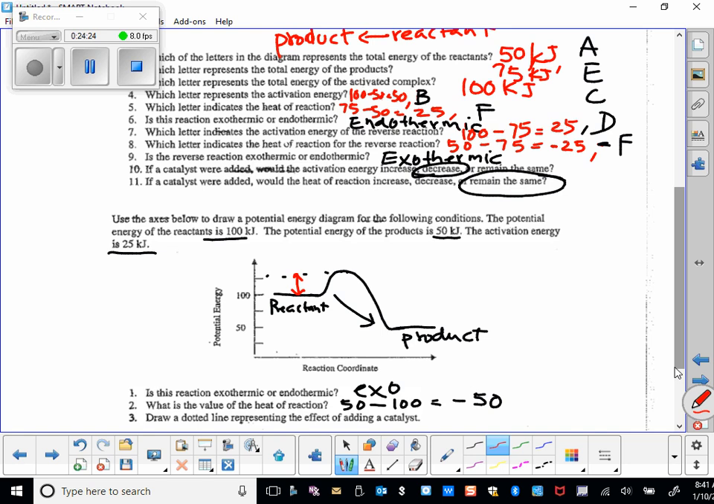I have to reduce the activation energy. It was originally what value? What was the activation energy? 25. I have to decrease that number. So now I can draw a line like that. Is that right? It's no longer 25. It's something less than 25. That height is no longer 25. It's a little more than 100, which was the starting point for the reactant. But it doesn't go up to 125, it's less than that. Does it make sense? Do we understand?